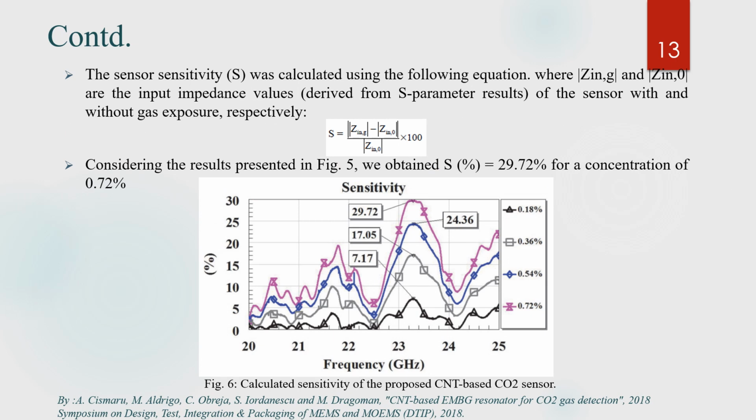Sensitivity of the device was calculated using the following equation, where |Zin| is the input impedance of the device with gas and |Zin0| is the input impedance of the device without gas. Now taking the results mentioned in the previous slide into account, the sensitivity value has been calculated, which was found to be 29.72% for a CO2 gas concentration of 0.72%.